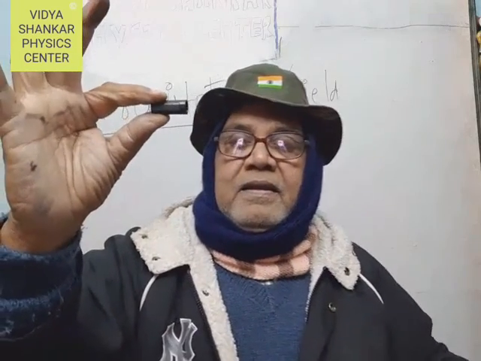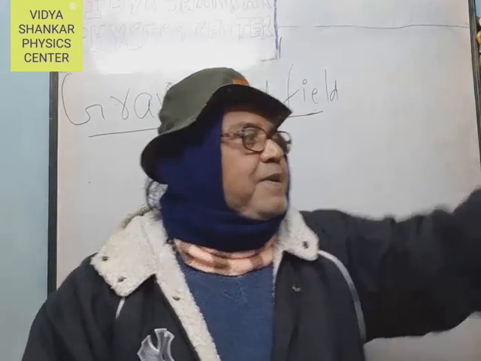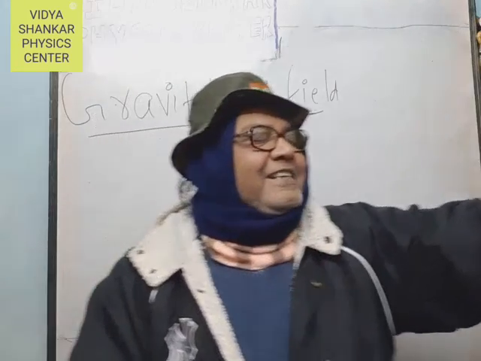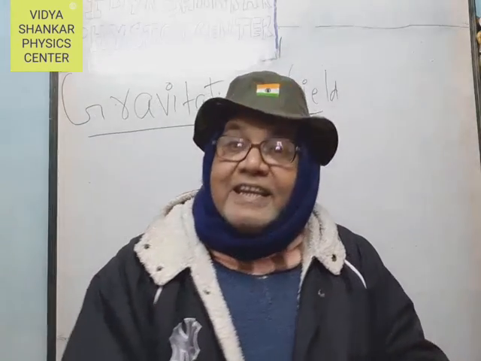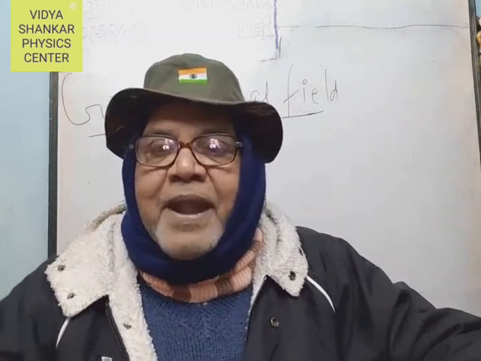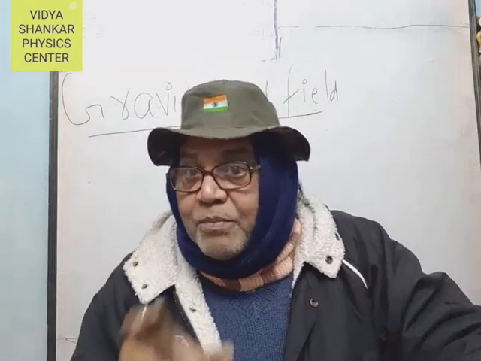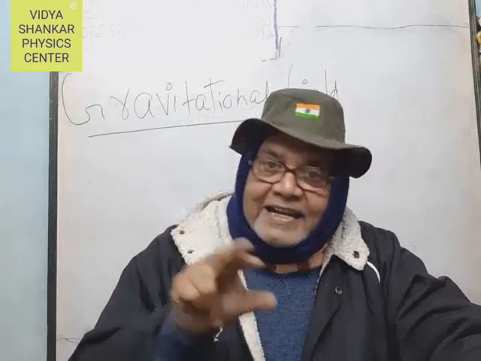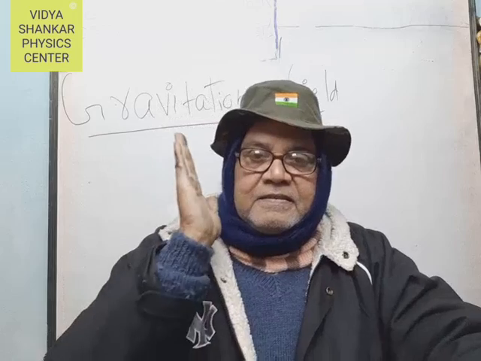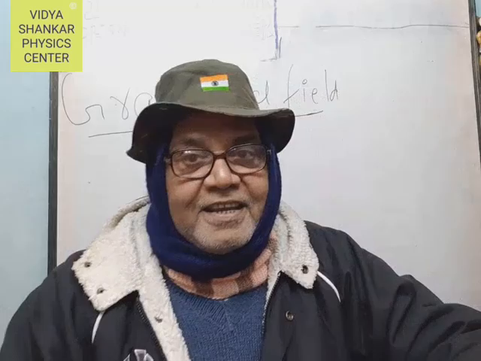the gravitational field of this body increases. As mass increases, gravitational field increases. That means the gravitational field is dependent on the mass. Magnetic field is dependent on the pole strength, and electric field is dependent on the charge. In the case of gravitational field, as the mass of the body increases, the gravitational field increases.